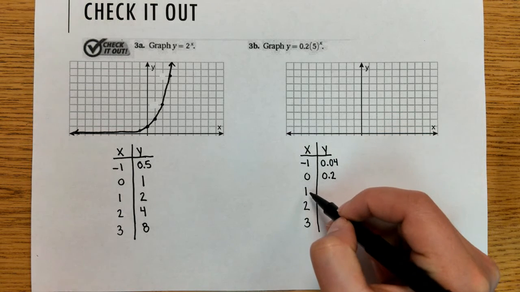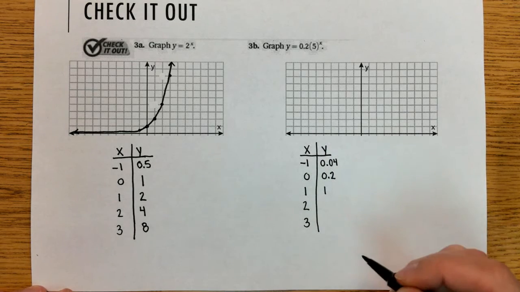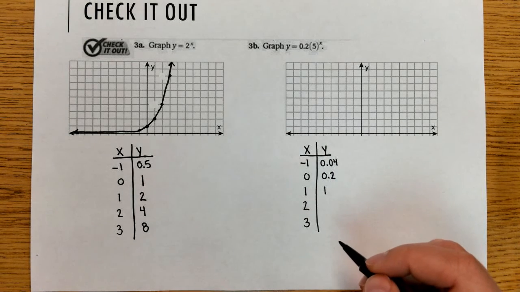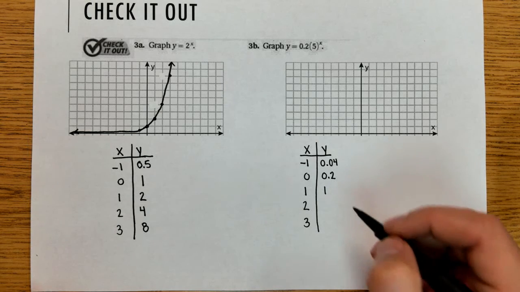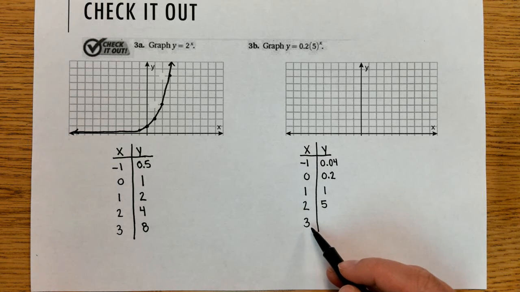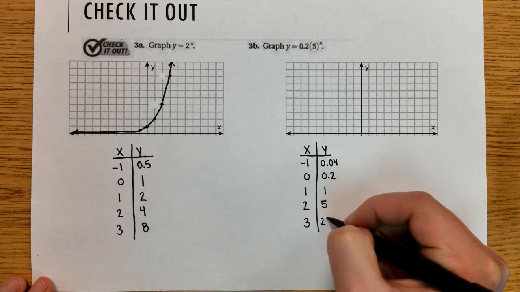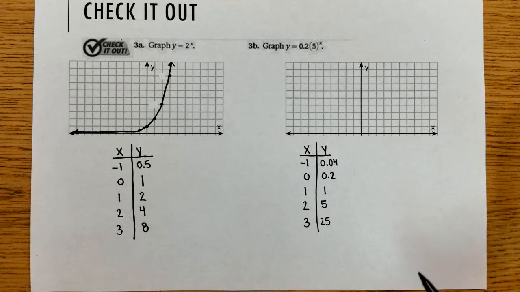And then 5 to the first power is 5. 5 times 0.2 will give you 1. 5 to the second power is 25. And then 25 times 0.2 will give us 5. And then 5 to the third power is 125. 125 times 0.2 will give us 25. So that last point won't fit on the graph. But since 5 was pretty small, I just wanted to check to make sure my next number didn't fit.